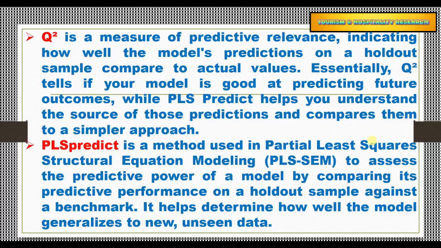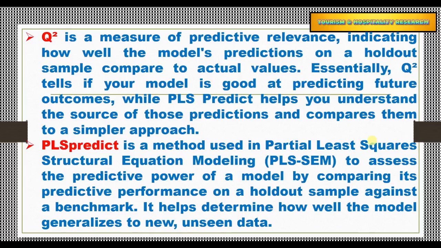Now, in my earlier video, I had explained to you what is Q square. That is the predictive relevance of the endogenous construct, the endogenous variable in your study. That is the dependent variable. And it is measured for those endogenous variables which have reflective indicators only. It is not meant for formative indicators, latent variable. But how is PLSpredict different from it?